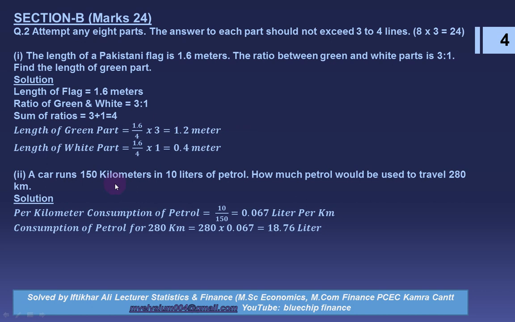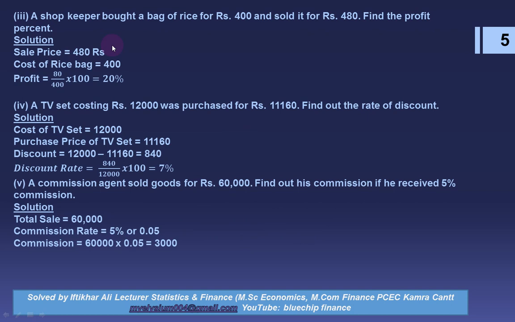A car runs 150 kilometers on 10 liters of petrol. How much petrol would be used to travel 280 kilometers? First of all, we calculate the per kilometer consumption of petrol, and that is 10 liters divided by 150 kilometers, equal to 0.067 liter per kilometer. Then the consumption of petrol for 280 kilometers: simply multiply these two, and it is 18.76 liters. A shopkeeper bought a bag of rice for rupees 400 and sold it for rupees 480. Find the profit percent. Simple.